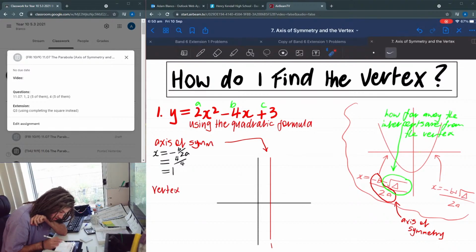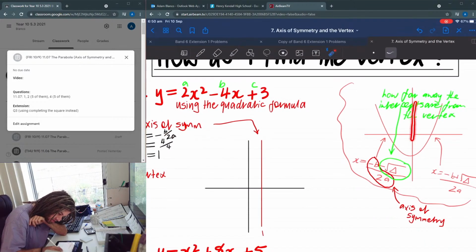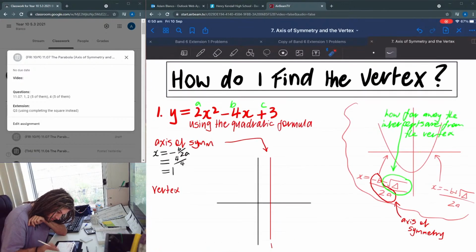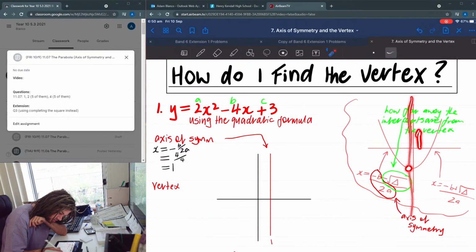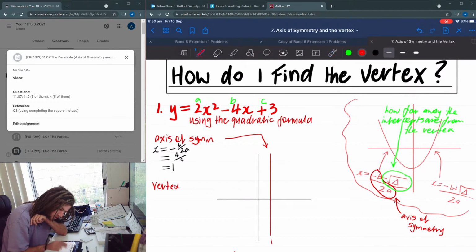So since I've got the x coordinate, just looking at this one, for that point I just want to know how high or low it is. So in other words, I want the y coordinate. So the y coordinate when x equals 1, trying not to confuse people.